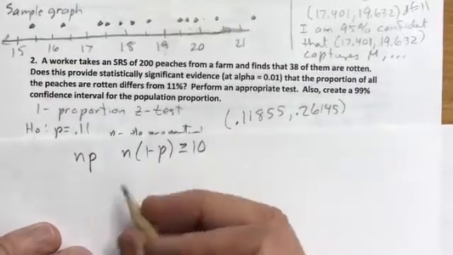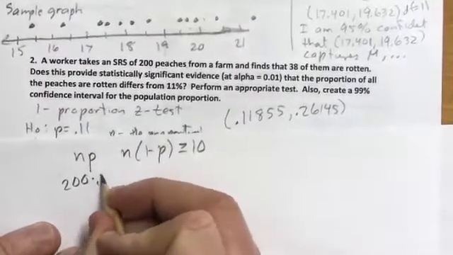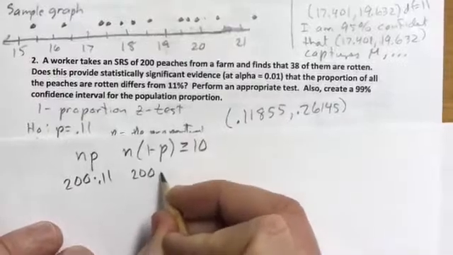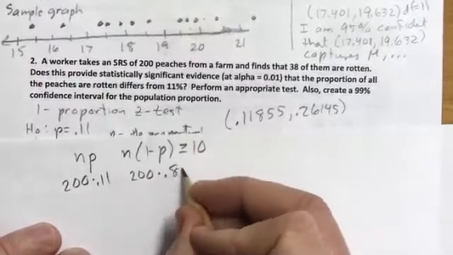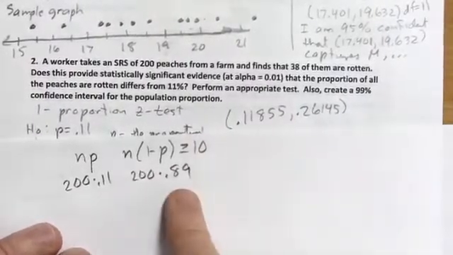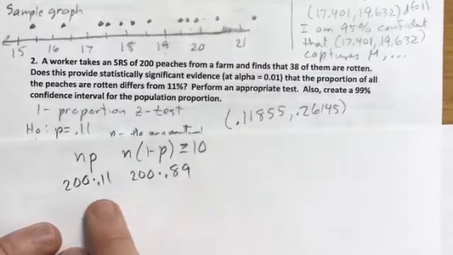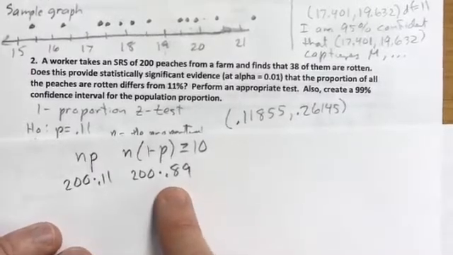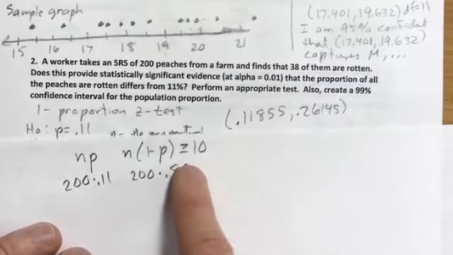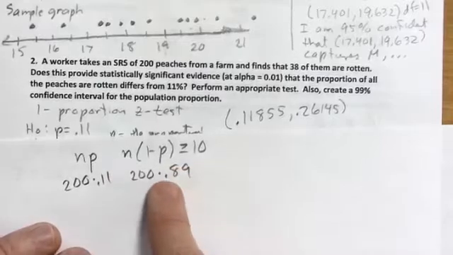Okay, so our sample size is 200 times 0.11 and 200 times 1 minus that, which would be 0.89. Both those are bigger than 10. That's like 22 and that's like 178 or something. They're both bigger than 10, so normality's met. That's what you would say there.